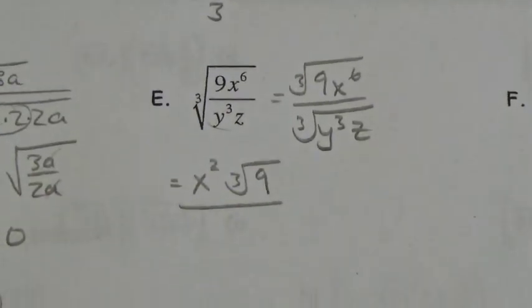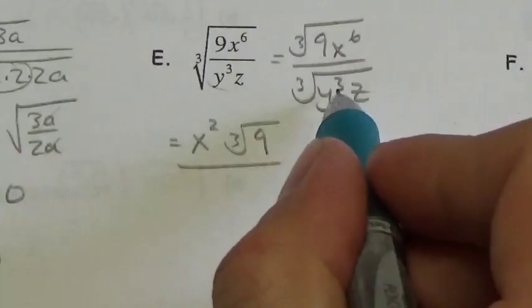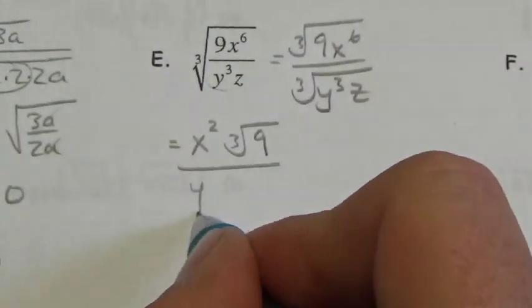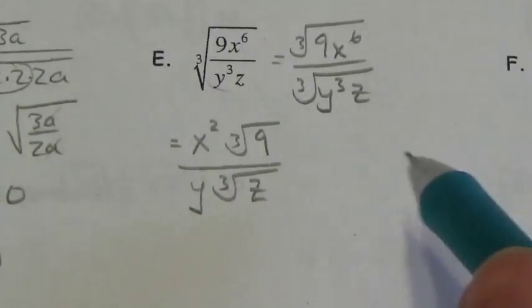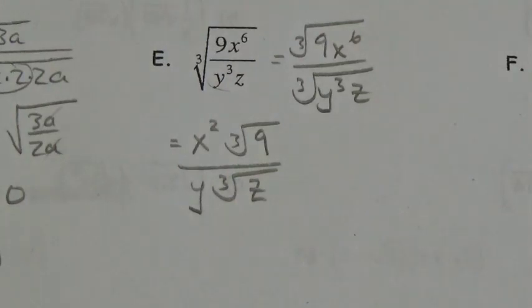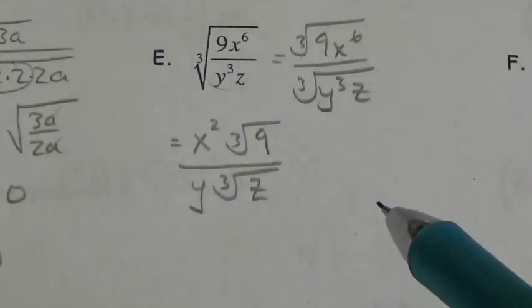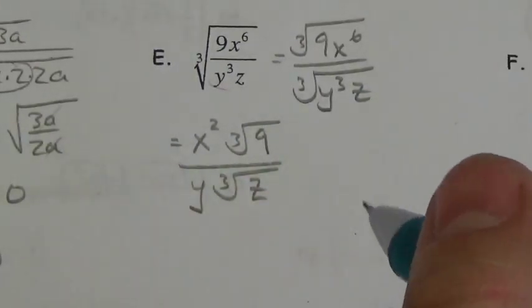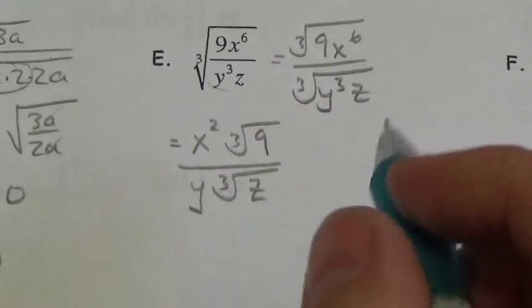Down in the denominator, something similar can happen. Y cubed, well, 3 divided by 3 is 1, so this becomes y, and then there's the cube root of z. So even before I've gotten to the actual division here, I've been able to simplify this down to this expression right here. I've been able to do a fair bit there. Now, I'm going to need to rationalize this.